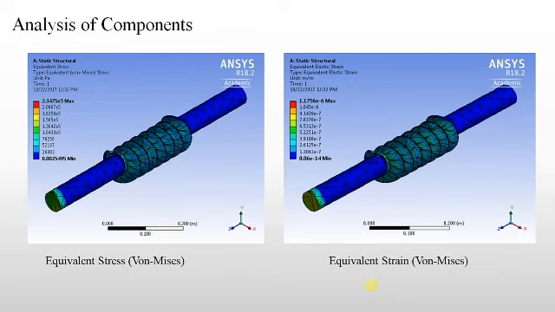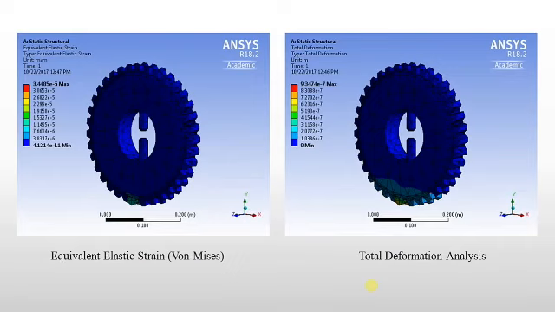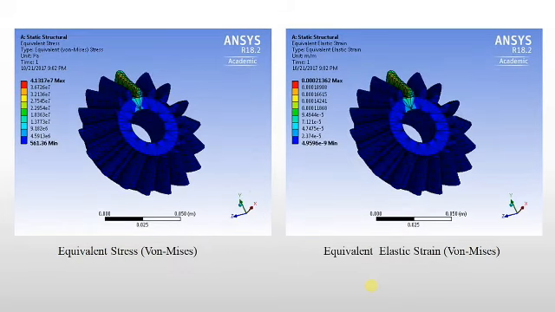The figure to the left indicates analysis of the worm. Similarly, the figure to the right indicates the stress analysis of the worm wheel, which is the second component. Similarly, the strain analysis and the total deformation analysis of the worm wheel. The third one and the last critical component is the bevel gear or mitre gear, with stress analysis.